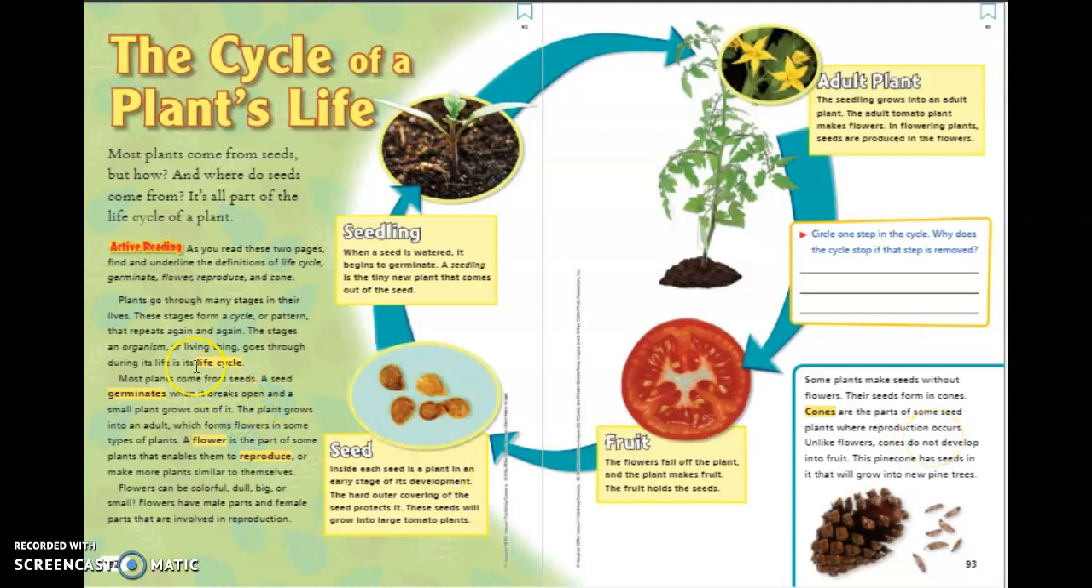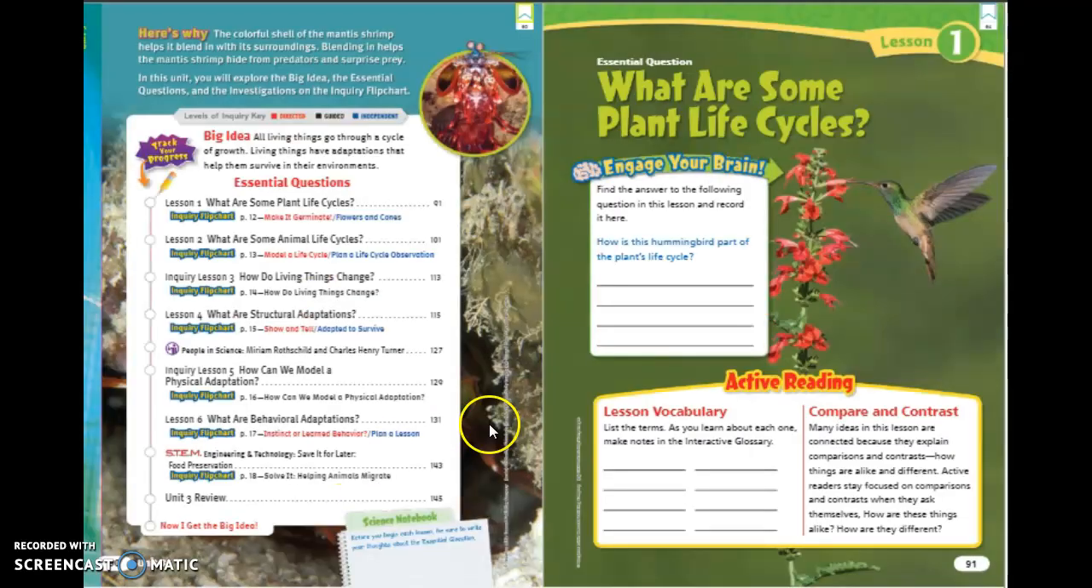Now you should have taken all of these highlighted words, life cycle, germinates, flower, reproduce, and cones, and written them in your lesson vocabulary. So go ahead and pause the video and do that.